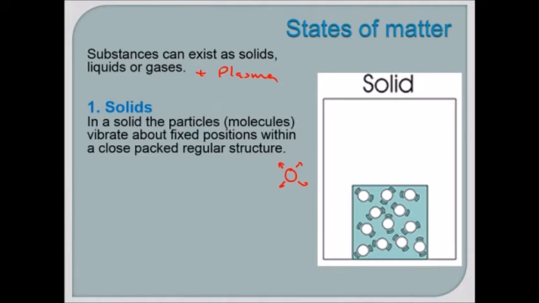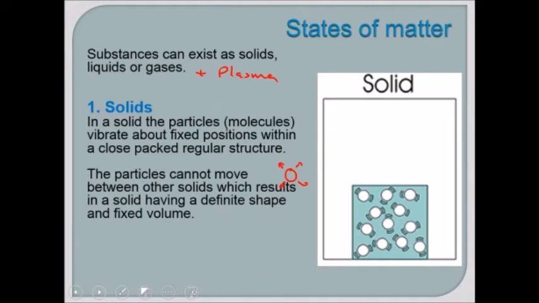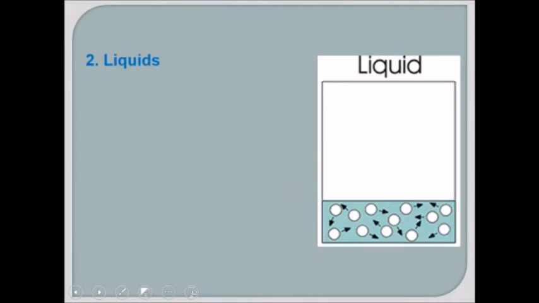These particles get very closely packed together. Their electrostatic forces are very strong in a solid, and they kind of hold everything together. So the particles do not move between other solids. If I move two different blocks and they are now touching, all of a sudden they're not exchanging atoms between the blocks. They stay within their defined solid, which means that solids have a defined shape and a fixed volume. Your volume of a solid does not randomly change unless we apply a huge amount of energy to it.